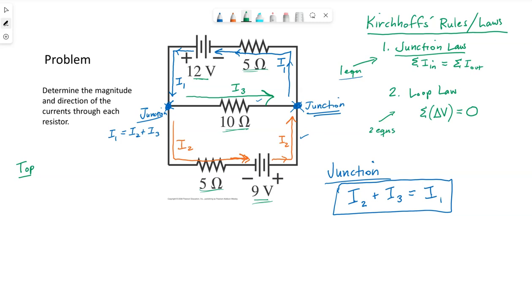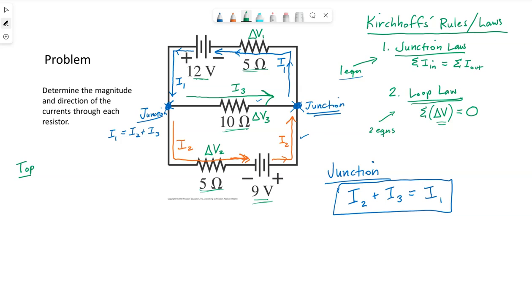Okay, loop rules. Loop law, loop rules, we're looking at potential differences. Meaning there's a delta V for this resistor. I'm going to call it delta V1. This resistor has a delta V. I'm going to call it delta V2. This middle resistor will have a delta V. I'll call it delta V3. Whether we add or subtract these delta V's is based off of the direction we're following our loop.